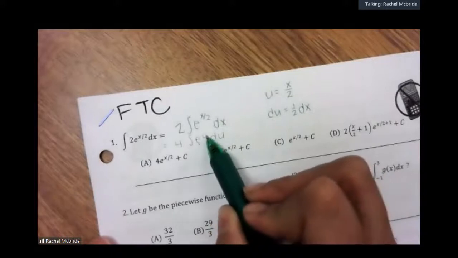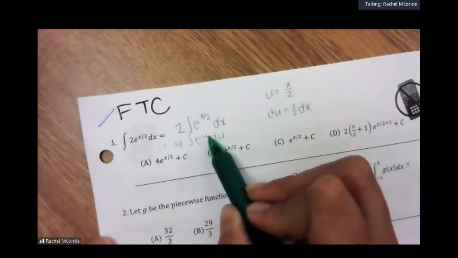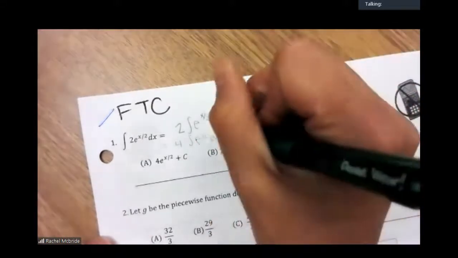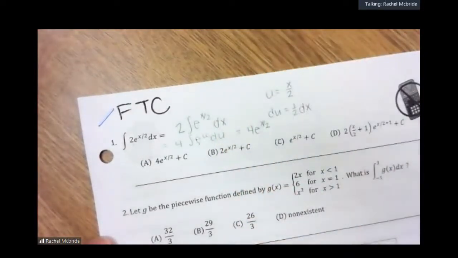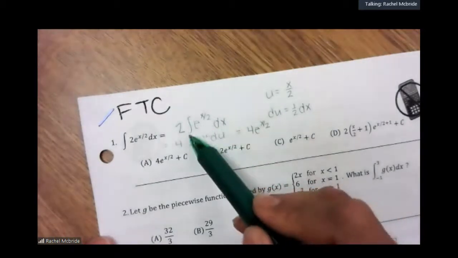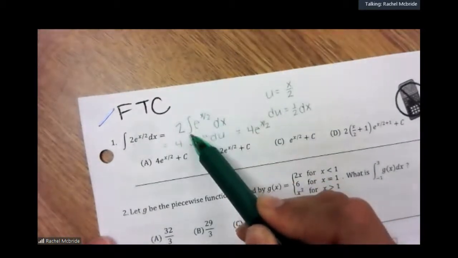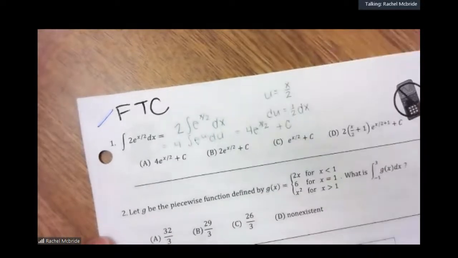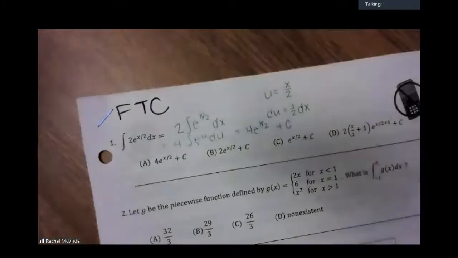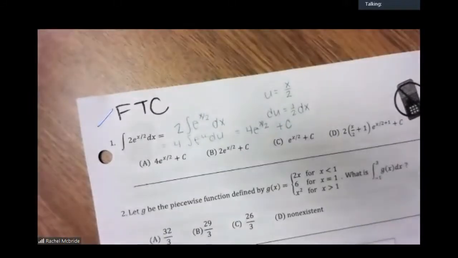And then the antiderivative of e to the u is e to the u. So we get 4e to the x over 2. There are no bounds. So if there are no bounds, we must add back our constant of integration. So we can see that the correct answer is A.